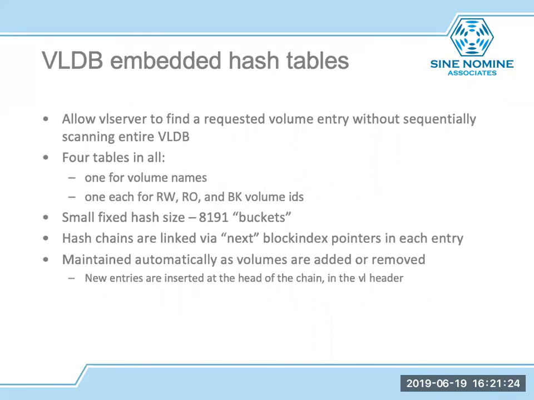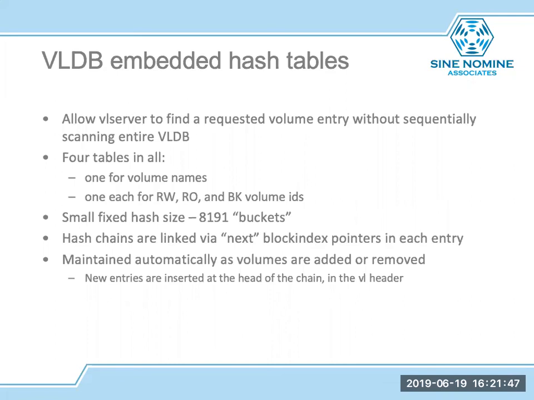If you have a VLDB that's relatively large, you don't want to scan the entire VLDB looking for the volume that you want. And so these hash tables are intended to be an optimization that are built into the VLDB format itself to allow you to find a volume more quickly. And the way that it works is that there are 4 tables in all.